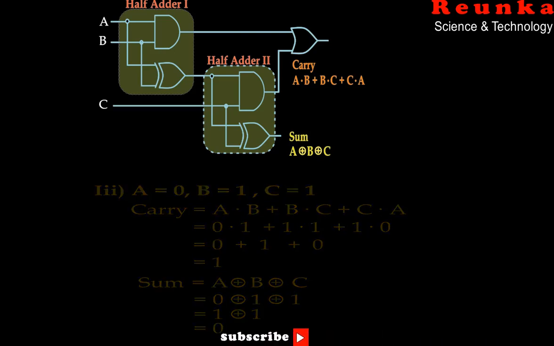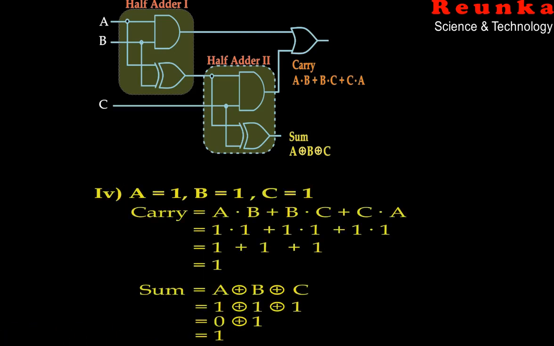Now the fourth case, if all the inputs are high, in the carry, A dot B is 1 dot 1, B dot C is 1 dot 1, C dot A is 1 dot 1. All the 1 dot 1 will be 1, so 1 plus 1 plus 1 will be 1, so carry is 1. At the sum, A XOR B, that is 1 XOR 1, it will be 0. And if C bit is XORed with this 0, C bit is now 1, so 0 XOR 1, that will be 1. So if A equals 1, B equals 1 and C equals 1, we will get sum as 1 and carry as 1.